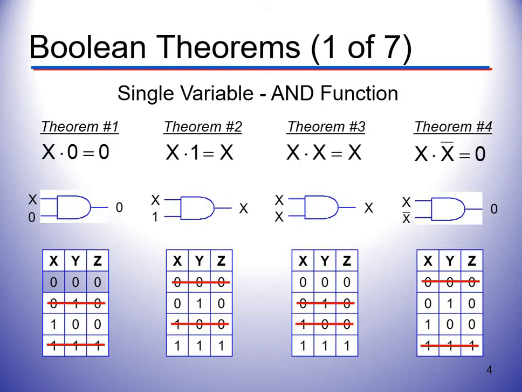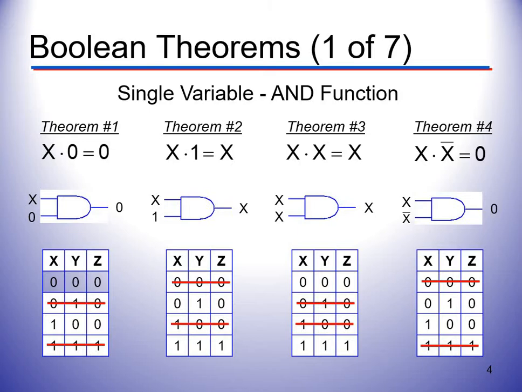So anything ANDed with 0 will give us a 0. Anything ANDed with 1 is going to give us an x back, because we don't know what x is. X is kind of our unknown, but it could be a 1 or it could be a 0. So it just depends on the logic value that comes through as we're going through our gates. Alright, so theorem 3: x AND x simplifies to x, and x AND x bar simplifies to 0.